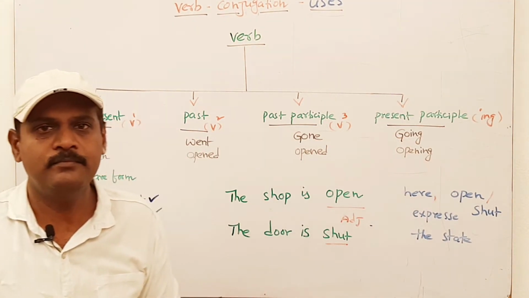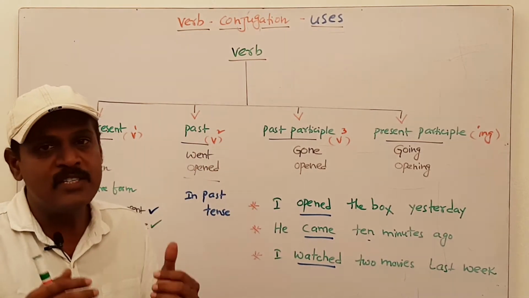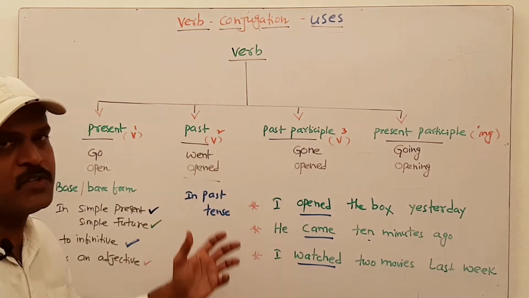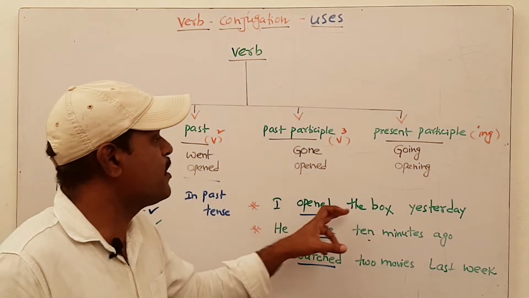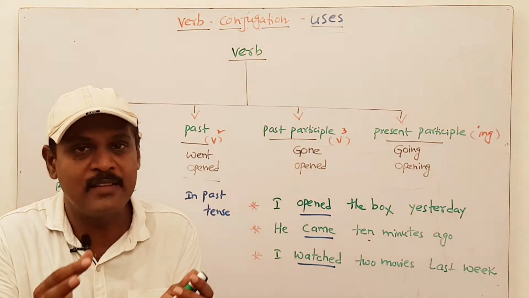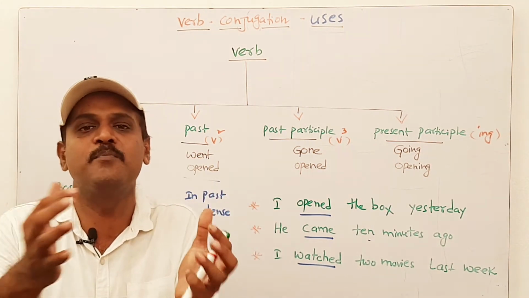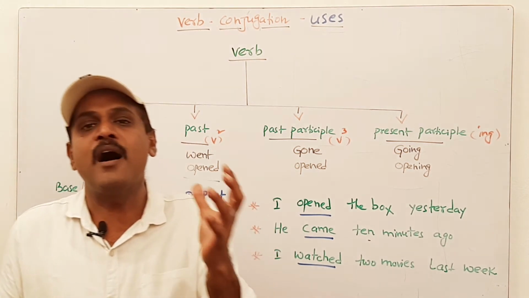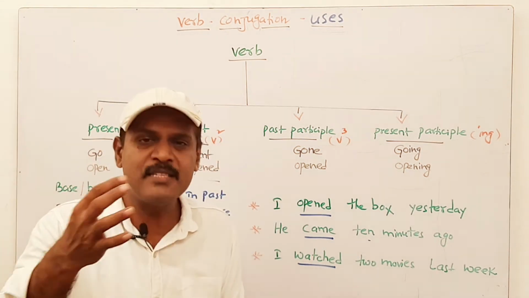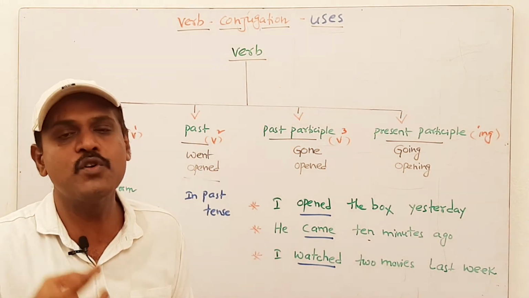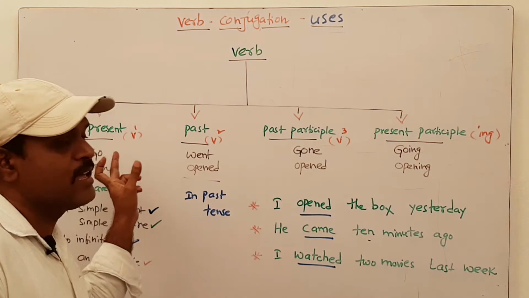Okay. Friends, now I am going to tell you how to use the past form in English. Generally, the past form is nothing but V2. V2 can be used in simple past tense. Like this, let me explain. I opened the box yesterday. The word yesterday itself indicates that the action is over. The action is completed in the past. Generally, for past actions or completed actions, we should use simple past tense. In the same way, in simple past tense, we should always use V2. V2 is nothing but the past form of any verb.